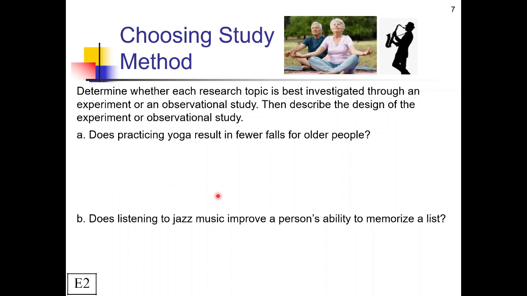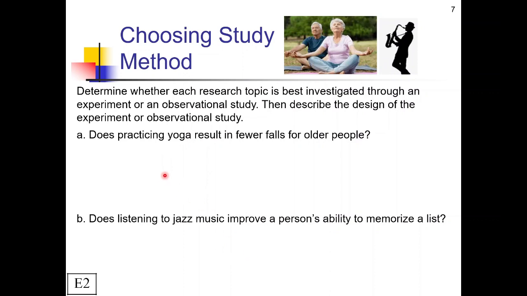So as a follow-up to our discussion on experiments versus observational studies, for these two examples here, let's say that we're trying to determine whether each of these research topics is best investigated through an experiment or an observational study. So lots of things to consider. And then, whichever one it is, describe the design of the study. So pause the video and try out each of these ones. Figure out if it's better with an experiment or an observational study, and then how would you design it?